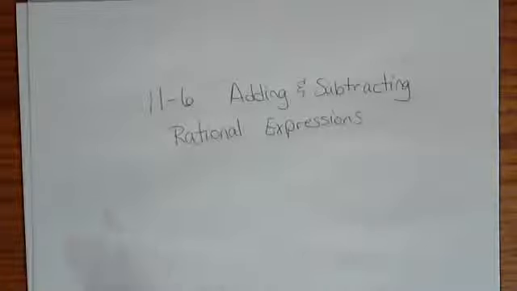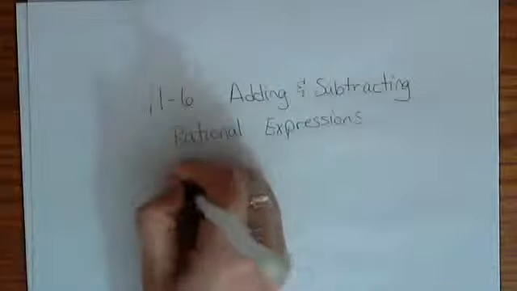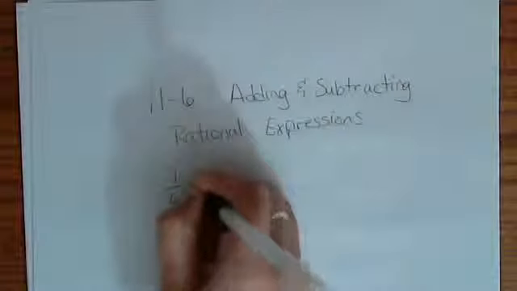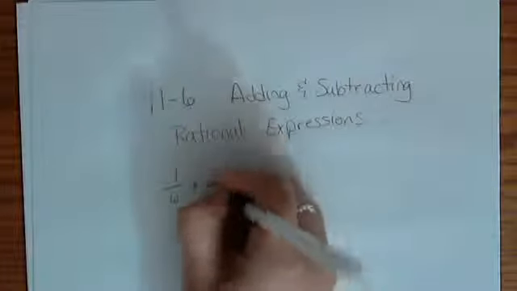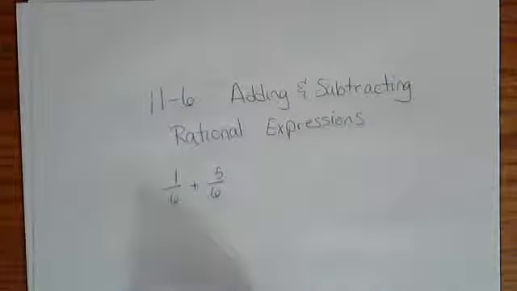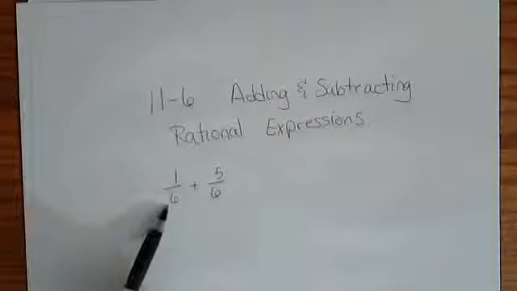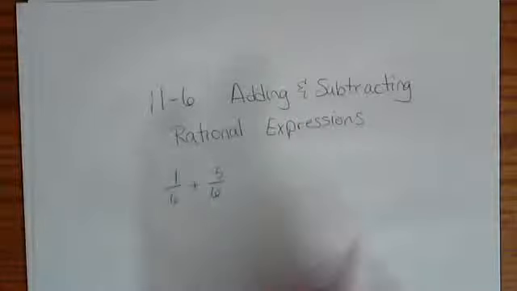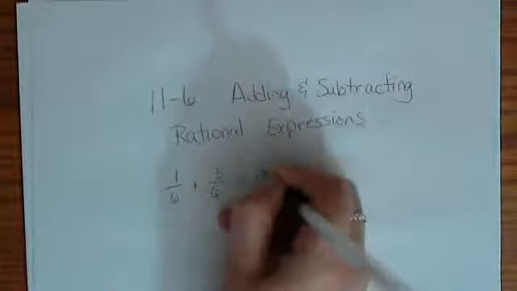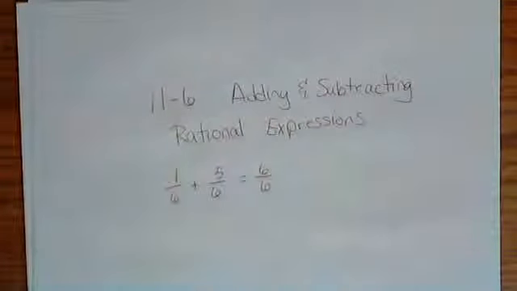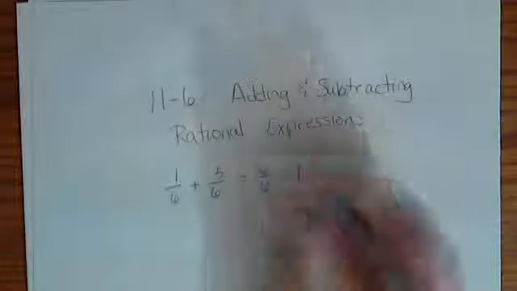deal with fractions. For example, you know what to do if you have 1 over 6 plus, let's say, 5 over 6. How do I do that math? Well, I just add my fractions together. And the way I have to do that is to make sure I have a common denominator. If I have a common denominator, all I have to do is add the numerators together. In this case, I'll get 6 over 6, and then simplify if I can. 6 over 6 is just 1.